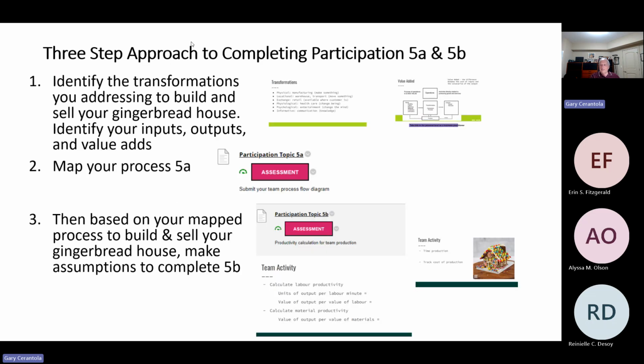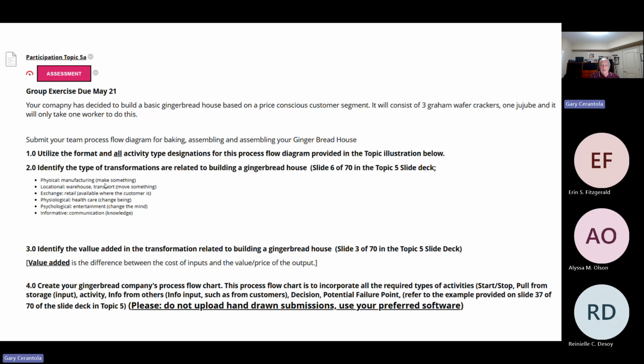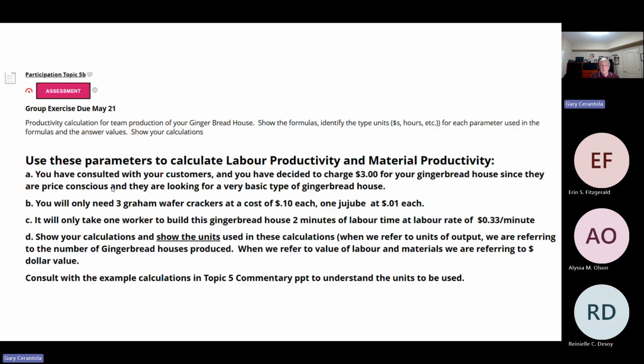Okay. So again, one, you identify the transformations. I've kind of told you about that. One is the building of the gingerbread house. Another one is selling it. Then you map that process. And now based on that map process to build and sell your gingerbread, you're going to have some assumptions, and that's where you're going to calculate productivity.